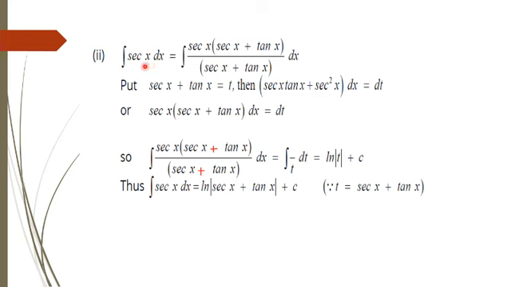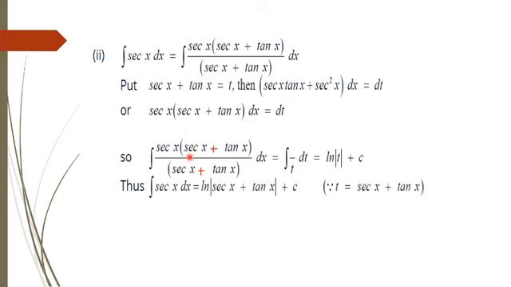Now, another integration: secant x. We know that the integration of secant x is natural log of secant x plus tan x. A simple method: multiply and divide by secant x plus tan x, and put secant x plus tan x equal to t. We know that the derivative of secant x is secant x tan x, and the derivative of tan x is secant square x. Taking secant x common, we have secant x times secant x plus tan x dx equal to dt.